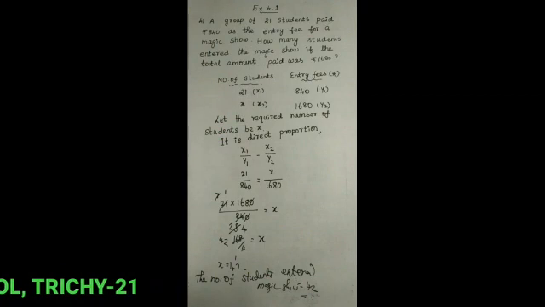So 21 students paid the entry fees in the magic show of rupees 840. Then the fee paid is 1680. So the number of students who entered the magic show is 42. This is the solution for the 4th one. Okay students, today we learned about some word problems in direct proportion for lesson 4.